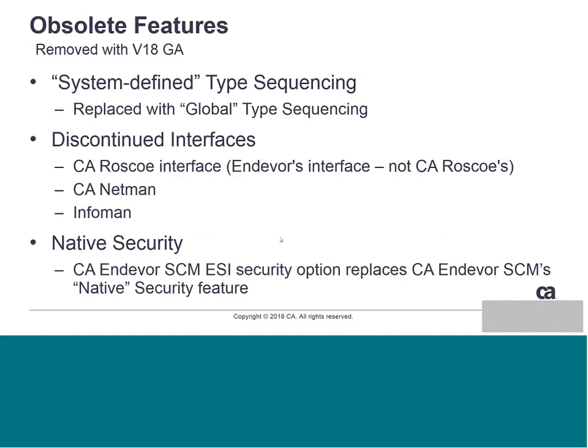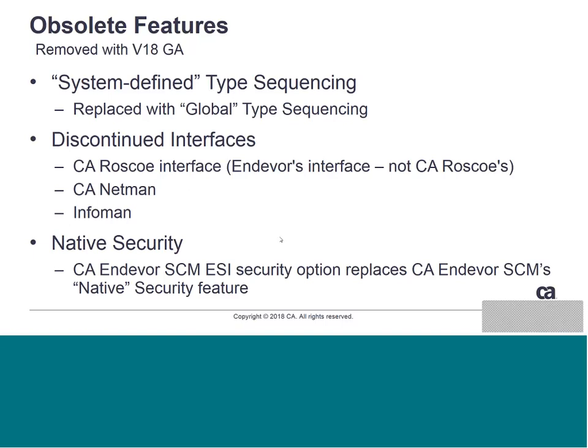So there is a utility available, in the product since we introduced global type sequencing, that will allow you to convert your system-defined definitions to a global definition. The global definition is actually not stored in the Endevor MCF. It's stored in an Endevor PROM-lib number, which is pointed to by C1 default. So this is pretty much easy to do. If you haven't switched over to global type sequencing, you can run that utility and it will help out.